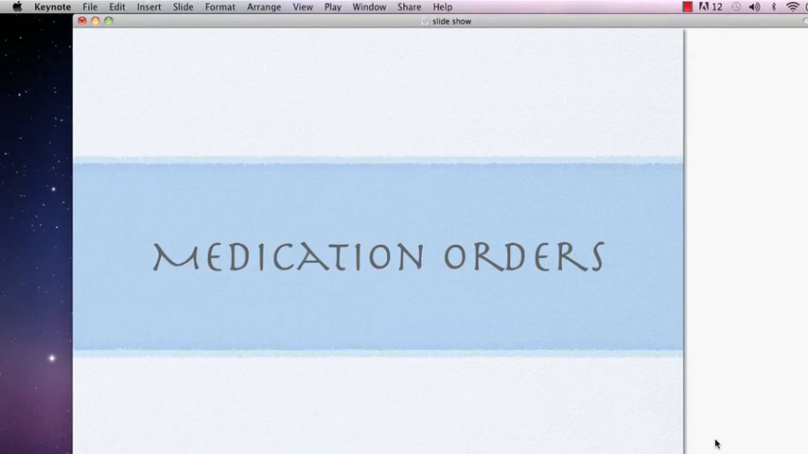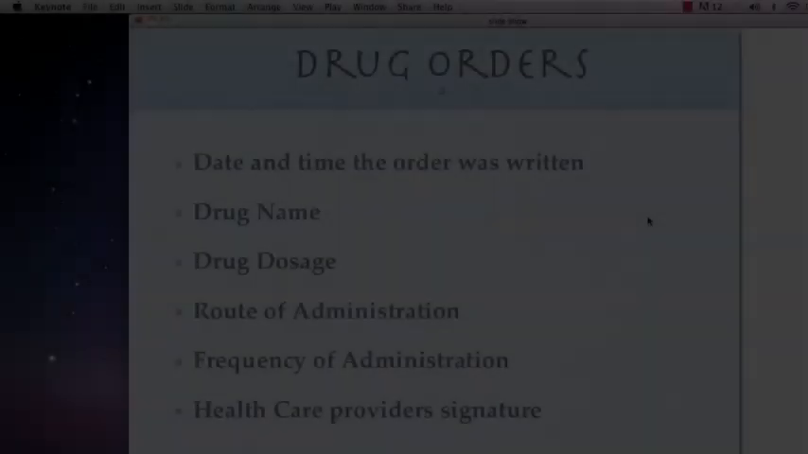Medication orders have 6 components that are absolutely necessary. If those 6 components are not there, then it is your responsibility as a nurse to take the order back to your doctor and have the order clarified. You cannot give a medication unless you have a properly written order.